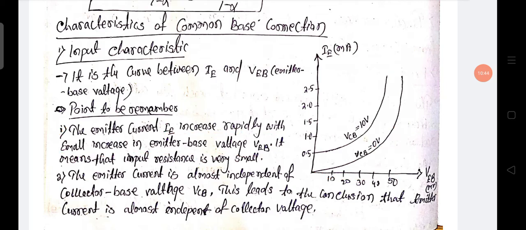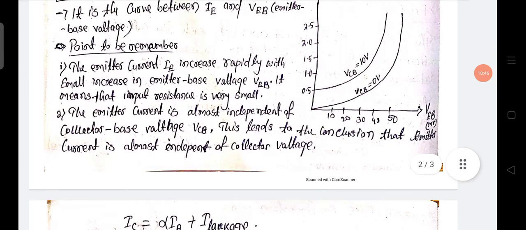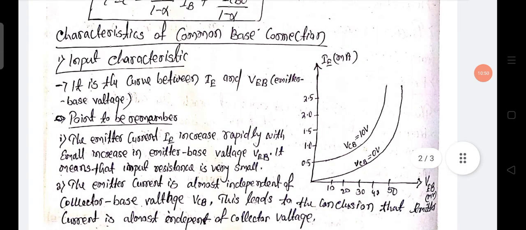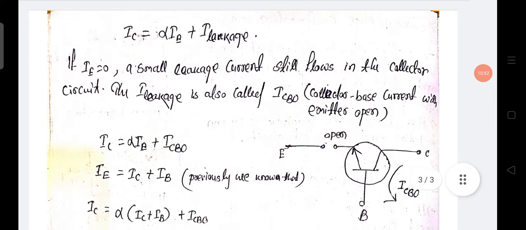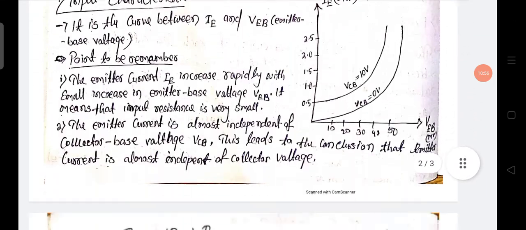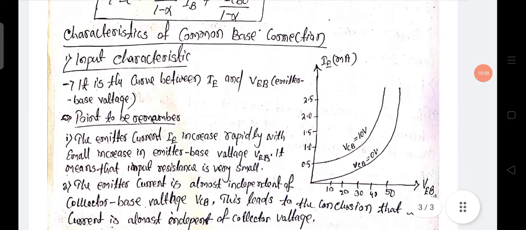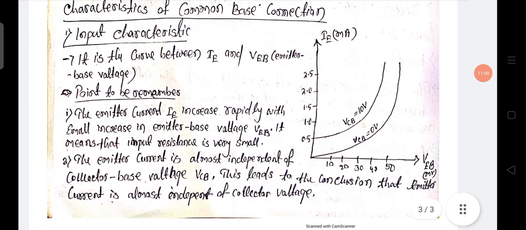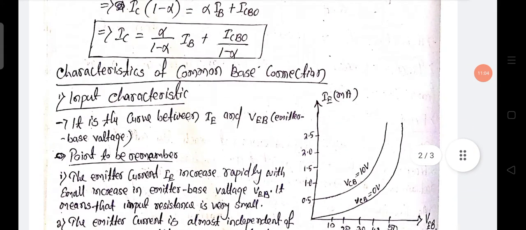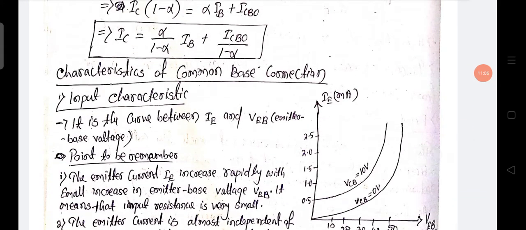Now, this is the input characteristic. Sorry. Now let's see. One minute.